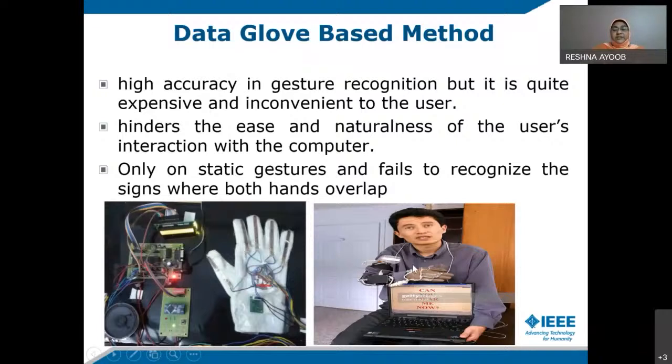Here, as you can see, this person is using some devices with some cables and all, and it is connected to this laptop. So he has to carry all these things. So it hinders his ease and naturalness.